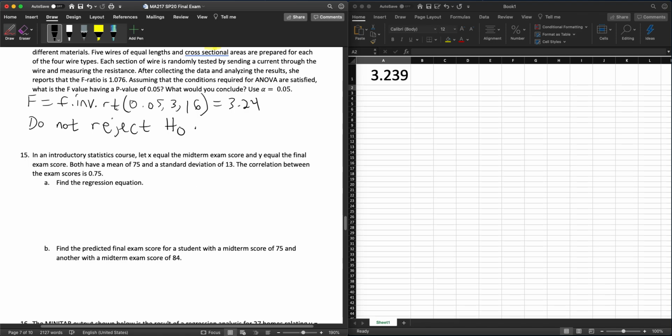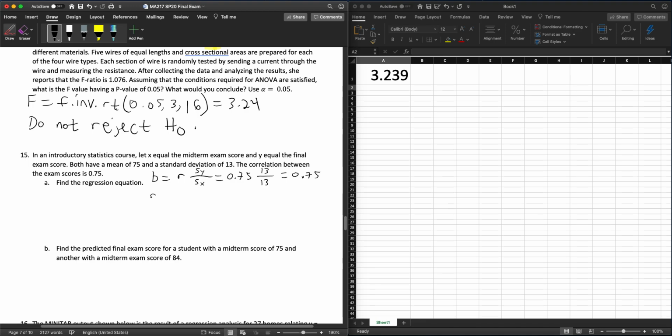The first is the slope equation. That takes the correlation coefficient and multiplies it by the standard deviation of the y variable divided by the standard deviation of the x variable. So the correlation coefficient here is 0.75 and both standard deviations are 13. These simply reduce to make a slope of 0.75.